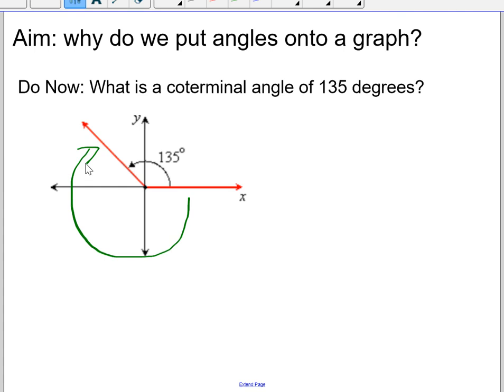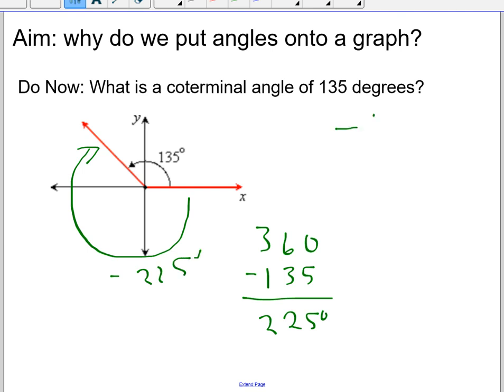So let's figure out what angle that is. We know that this whole piece together makes a circle, and a circle is going to be 360 degrees. And then our negative angle here is taking up the entire portion of the circle that is not that 135. So let's get rid of that 135, and what's left of our circle is 225 degrees. But again, that's a negative direction, so it's negative 225 degrees.